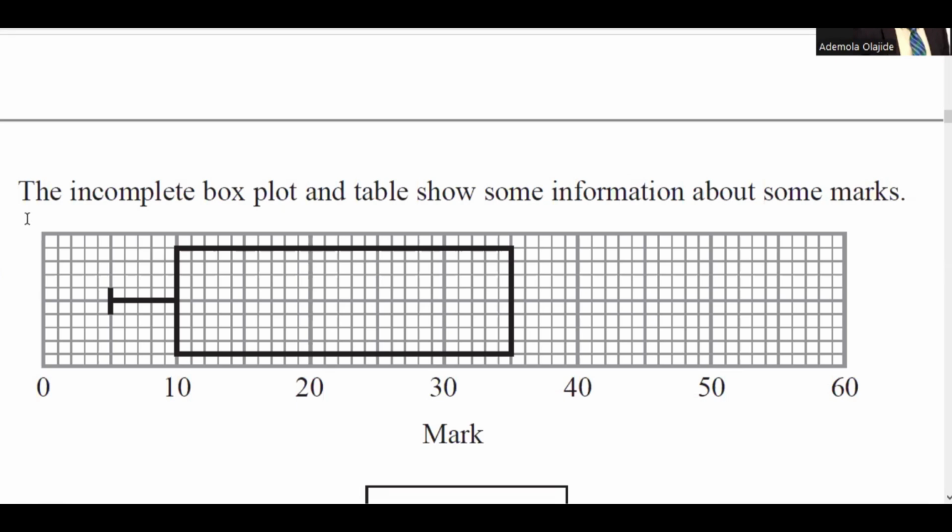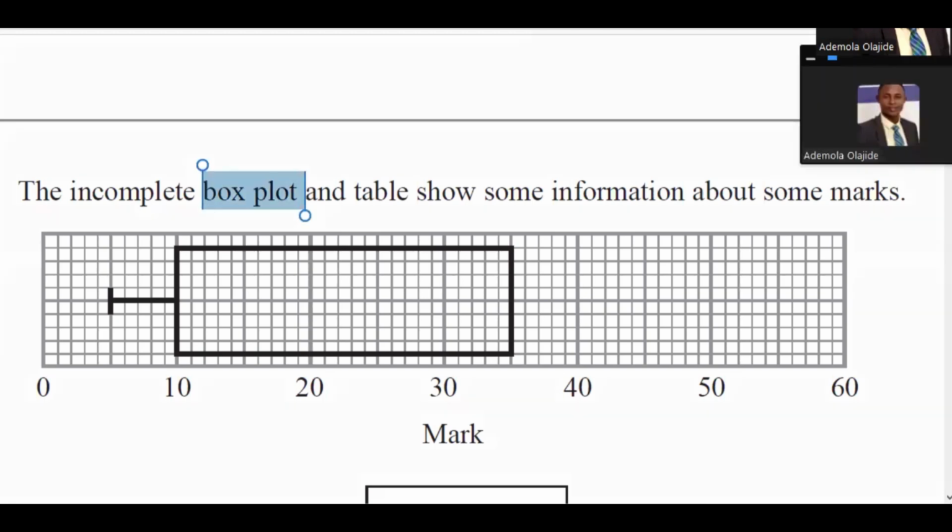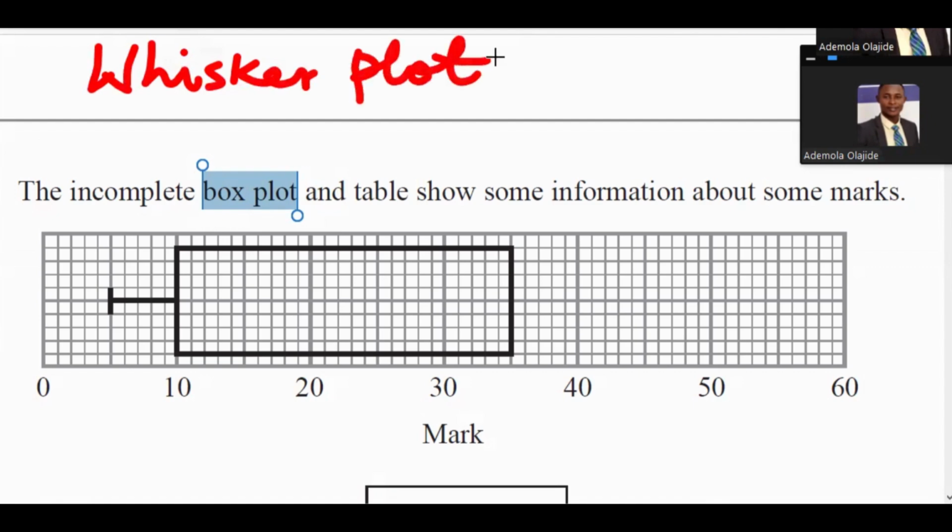In this question, we have the incomplete box plot. Box plot is what we also call Whisker's plot. Box plot is called Whisker's plot. Whisker plot, like so.